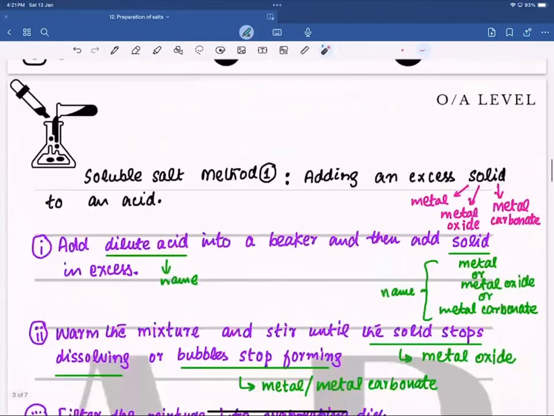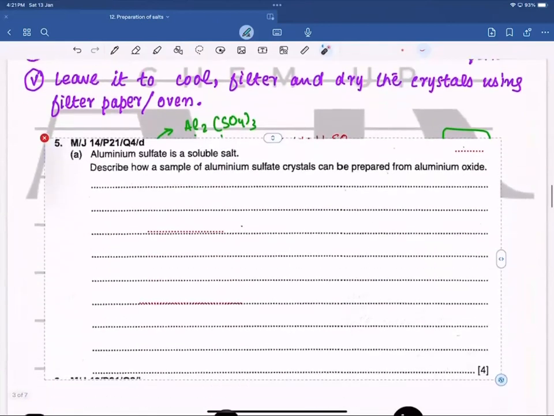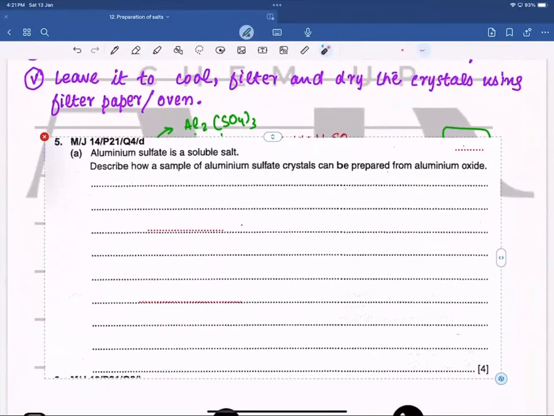Okay. So what does that salt contain? The salt contains an aluminium ion. What other ion is present in the salt? Sulfate. Oxygen is the oxide starting material. If you read the question again, the comprehension of the question is very important. If you see, aluminium sulfate is a soluble salt. Describe how a sample of aluminium sulfate crystals can be prepared. So what do we have to prepare?